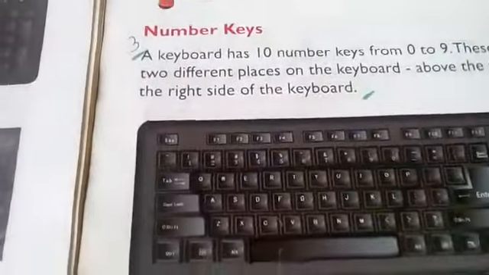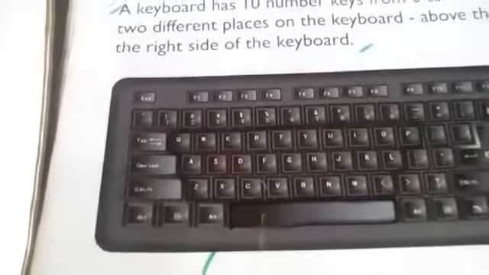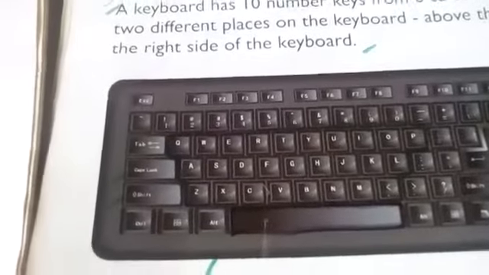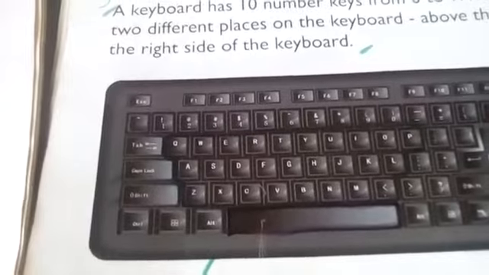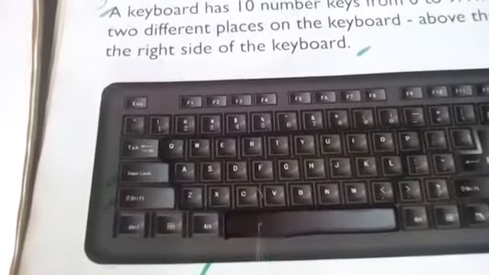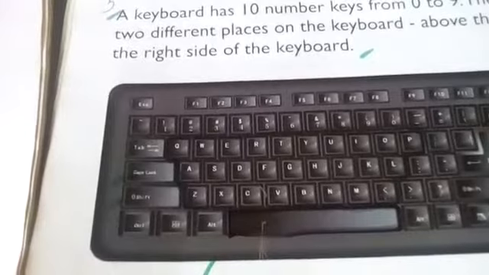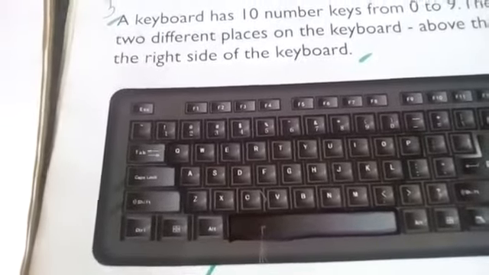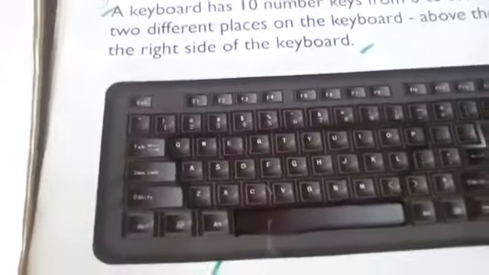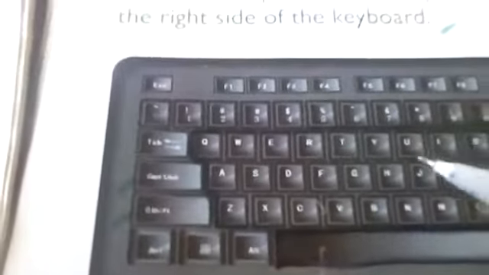Now about the keys of the keyboard. Number one, alphabet keys. So what are alphabet keys? A keyboard has 26 keys from A to Z. These keys are used to type letters, words and sentences. These keys are not given in alphabetical order. It has a QWERTY keyboard layout. Please look here. This is written here: A, S, D. These are called alphabet keys.